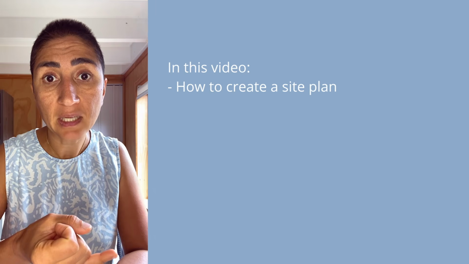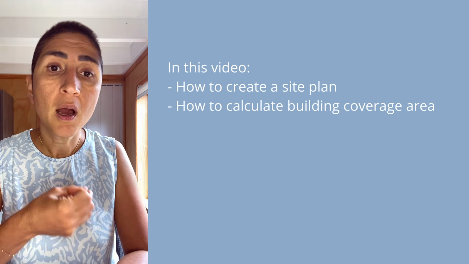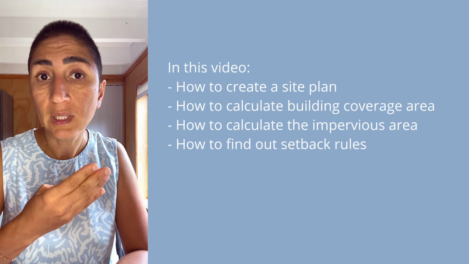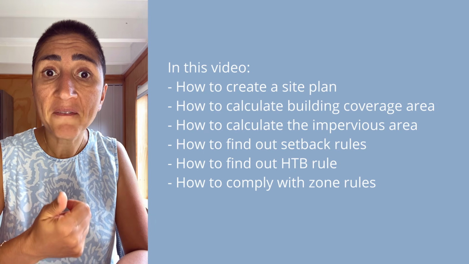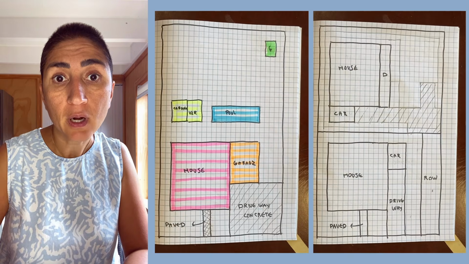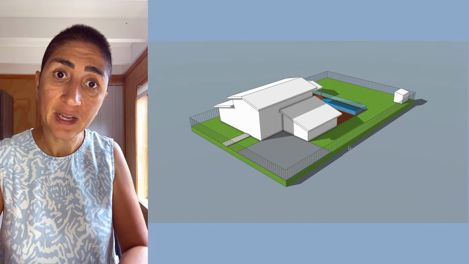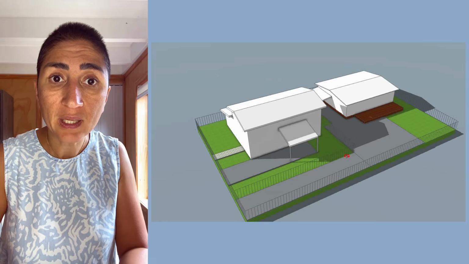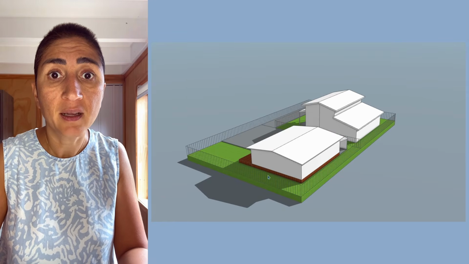In this video, I'll walk you through how to create a basic site plan, how to calculate the building coverage area, how to calculate the impervious areas, how to find out your setback rules and height to boundary rules, and how zoning rules affect your design. I also compare two real scenarios: a big site where you have flexibility to build what you want, and a subdivided smaller site where you may not be allowed to build anything at all.